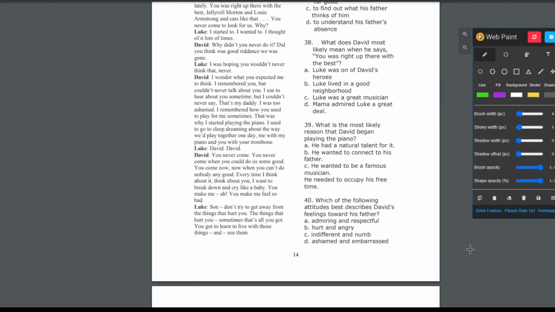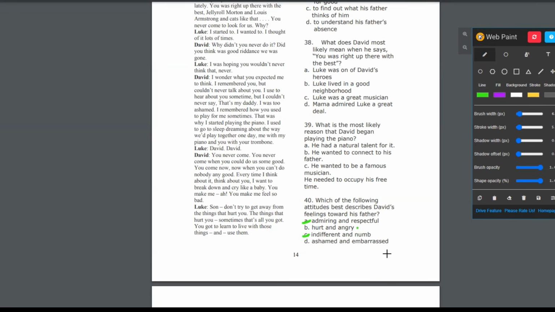Now, we all know if we talking like that, we are very clear as to how we're feeling. So if we look at A, admiring and respectful, nah, because where were you and why weren't you here? Hurt and angry definitely is a contender for sure. C, indifferent and numb. So when you're indifferent, that means you don't really feel anything, right? If you're numb to something, you don't have a feeling. But we know based on what he said, he obviously feels a certain type of way. So that's gone. And then D, ashamed and embarrassed.